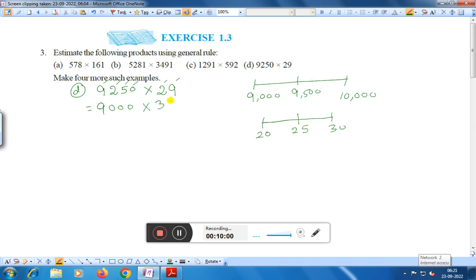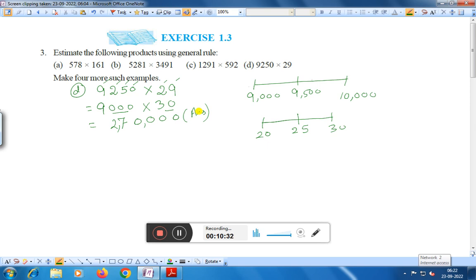It will be rounded to 30. Now 3 nines are 27. And how many zeros? Here you see 3 zeros plus 1 zero, that is 4 zeros. 1, 2, 3, 4. After 3 digits you put a comma, after 2 digits you put a comma. This is the answer. What you have to remember is that when we are using the general rule, you have to round that number according to the highest place value.